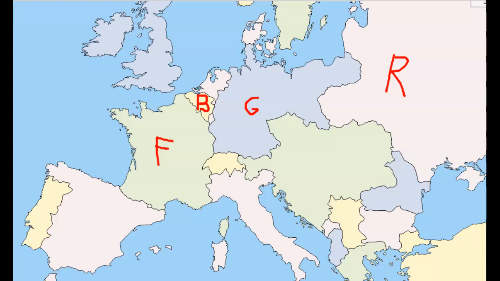Alrighty, time to talk about the Schlieffen Plan. Now, the Schlieffen Plan is going to involve 4 different countries. We've got the French represented by an F, Germany represented by a G, Russia represented by an R, and then Belgium represented by a B.